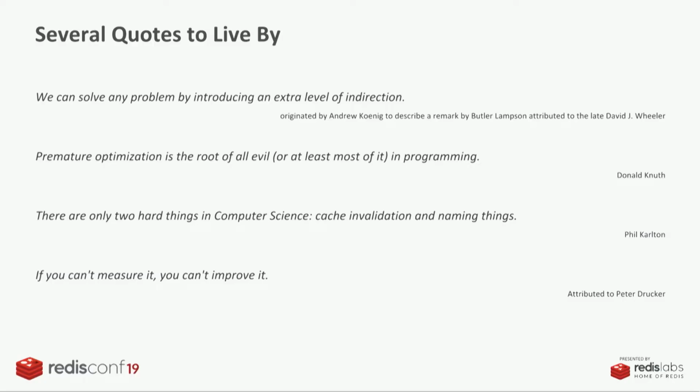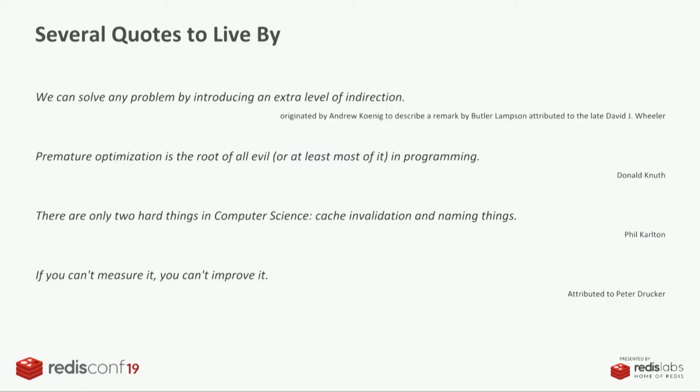Next, there are only two hard things in computer science: cache invalidation and naming things. We're not going to try to solve the second part for you. We're here to talk about the first part. Often this is quoted with a third problem, and that is off by one errors. But I think that got dropped. And finally, if you can't measure it, you can't improve it. General management philosophy that you have to be able to figure out if you're doing things right before you can make things better.